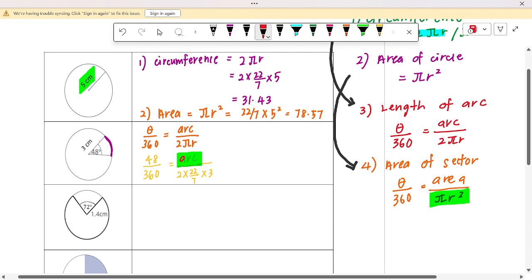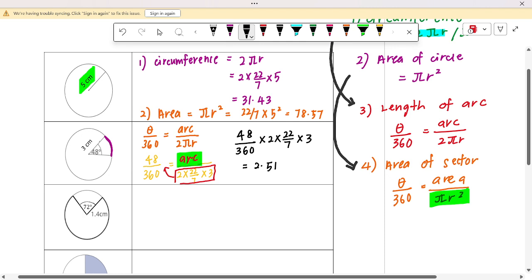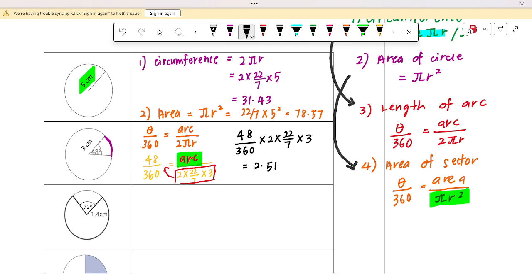To calculate your arc, what will you do? You bring this whole thing above. The relationship is divide, so when you bring it up, it will become times. So 48 over 360 times 2 times 22 over 7 times 3 will be the answer for your arc. 48 over 360 times 2 times 22 over 7 times 3 gives you 2.51. Or you can leave your answer in fraction. So this is for length of arc.